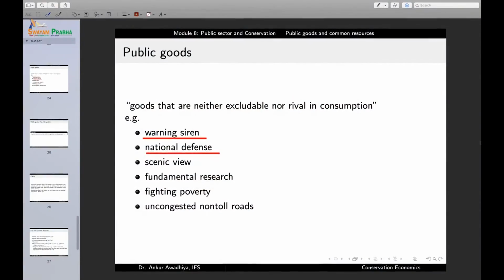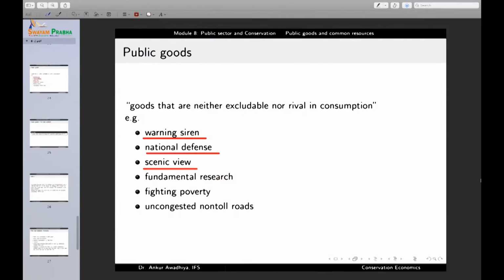Scenic view. If a view is beautiful, then we cannot prevent people from seeing it. And if one person has seen a beautiful place, then it does not reduce the quality or the beauty of that place to be seen by other people.